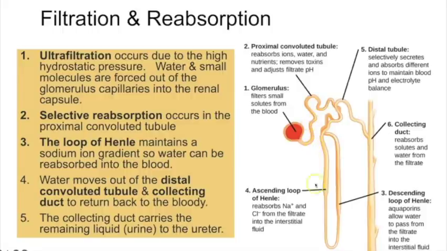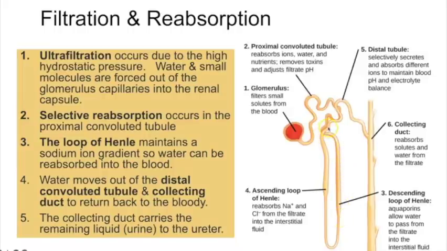The loop of Henle is where we maintain a sodium ion gradient, and that is to make sure that water can then be reabsorbed back into the blood. So at this point, the filtrate is going to be losing lots of the ions in the ascending limb, and that will then lower the water potential of the surrounding area around the loop of Henle, and then water will be able to move out by osmosis as it goes down the descending limb.